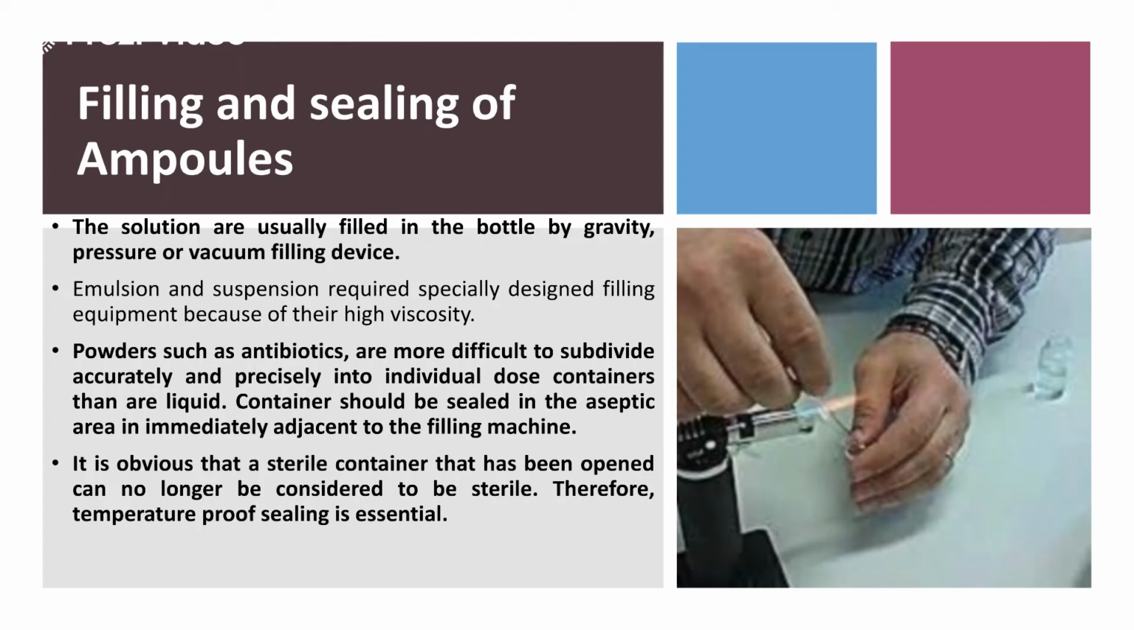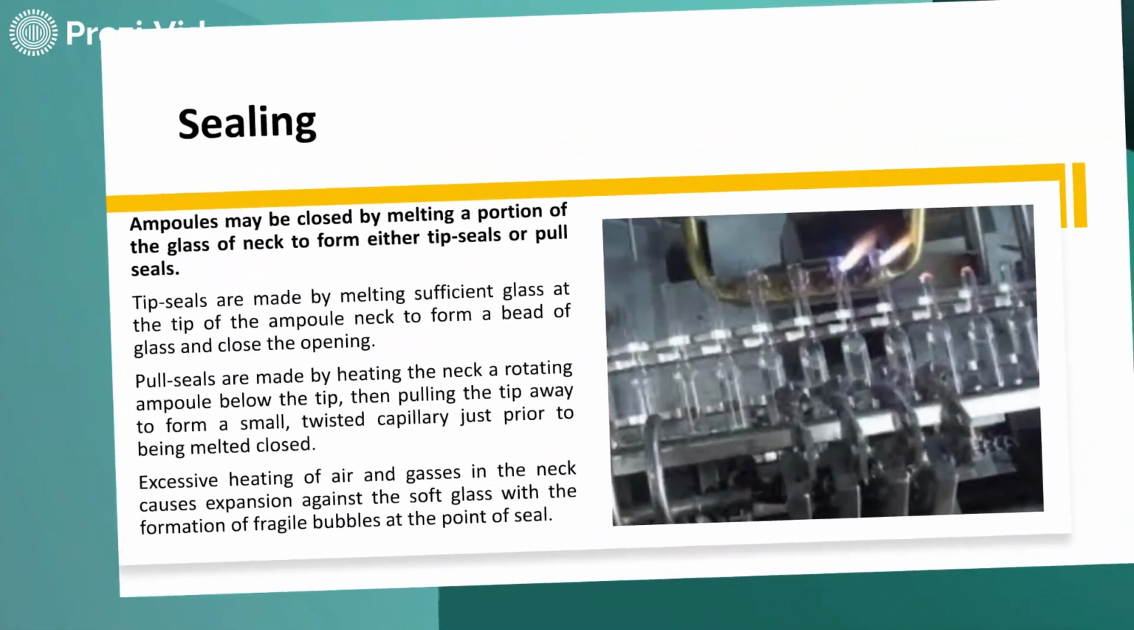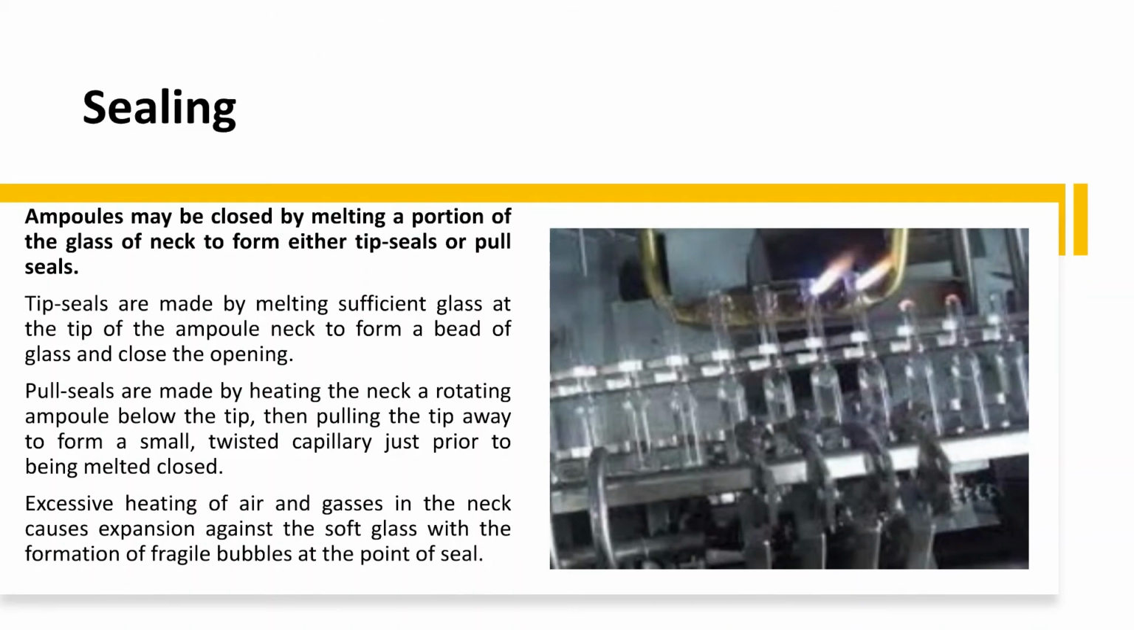It is very obvious that a sterile container that has been opened can no longer be considered sterile. Therefore, tamper-proof sealing is very much required. Ampules may be closed by melting a portion of the glass of the neck, using either the tip seal or the pull seal method. You must have seen in the lab that in the tip seal method, we bring the ampule close to the heating surface and rotate it, the glass gets melted down, and then with the help of a tip we seal it.